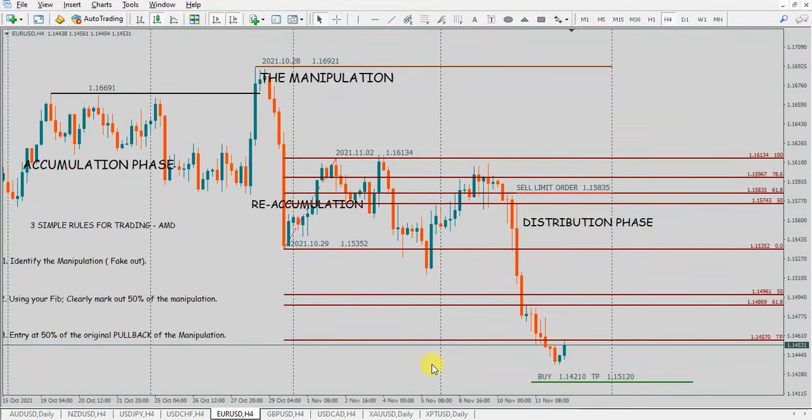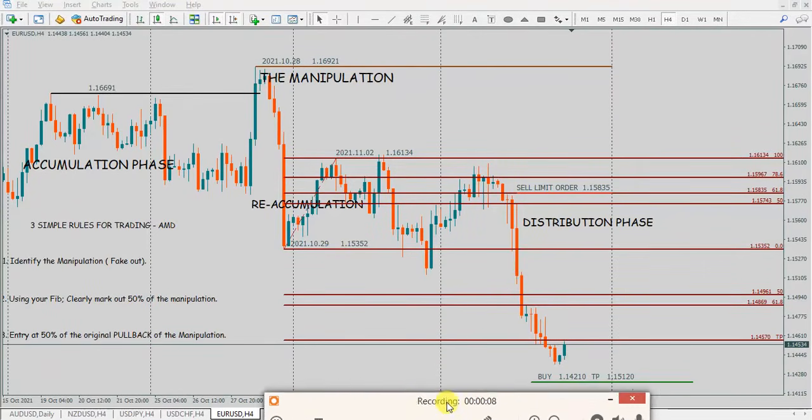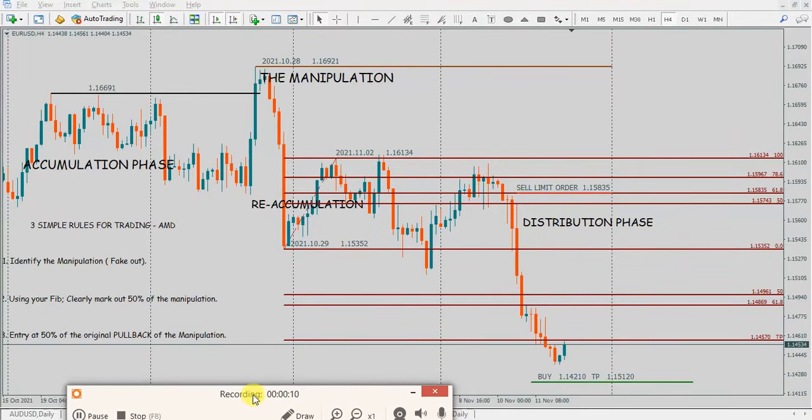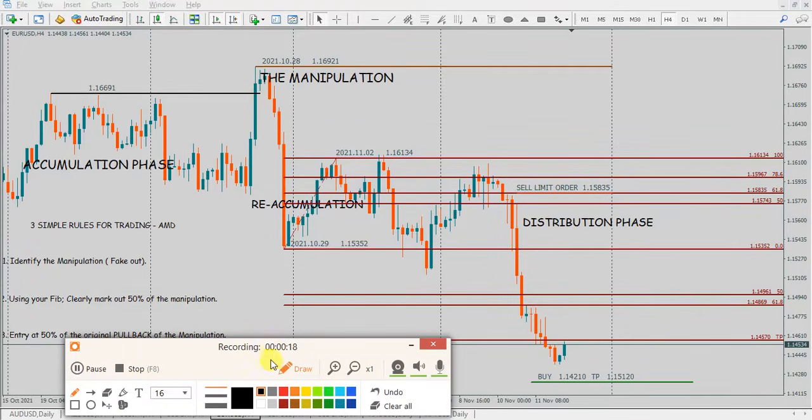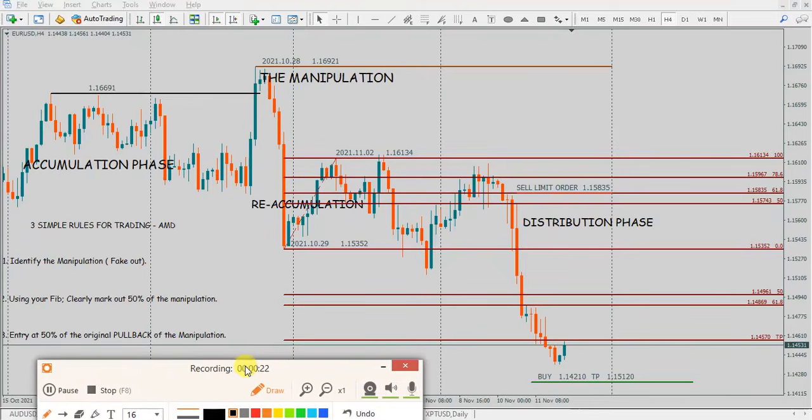This time I'll be sharing my thought process on how I trade the AMD, that is accumulation, manipulation and distribution. So the first thing I do is identify the first rule, and I usually love rules-based systems because they are really systematic. If something doesn't pan out, then it's just not setup worthy.